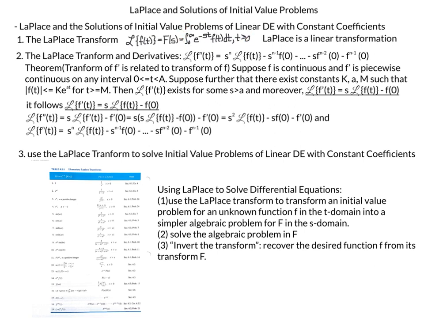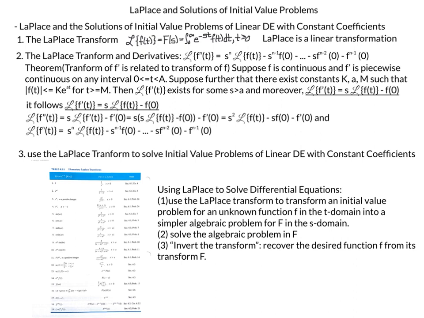Because we want to use the Laplace transforms on differential equations, we need to know what derivatives look like in Laplace transforms. In other words, we want the Laplace transform of the nth derivative of f. Here is the formula just for f prime of t: the Laplace transform of f prime of t is equal to s L of f of t minus f naught. We can use this repeatedly to find the transform of f double prime of t, and then finally the nth derivative of f, and the final formula is here.